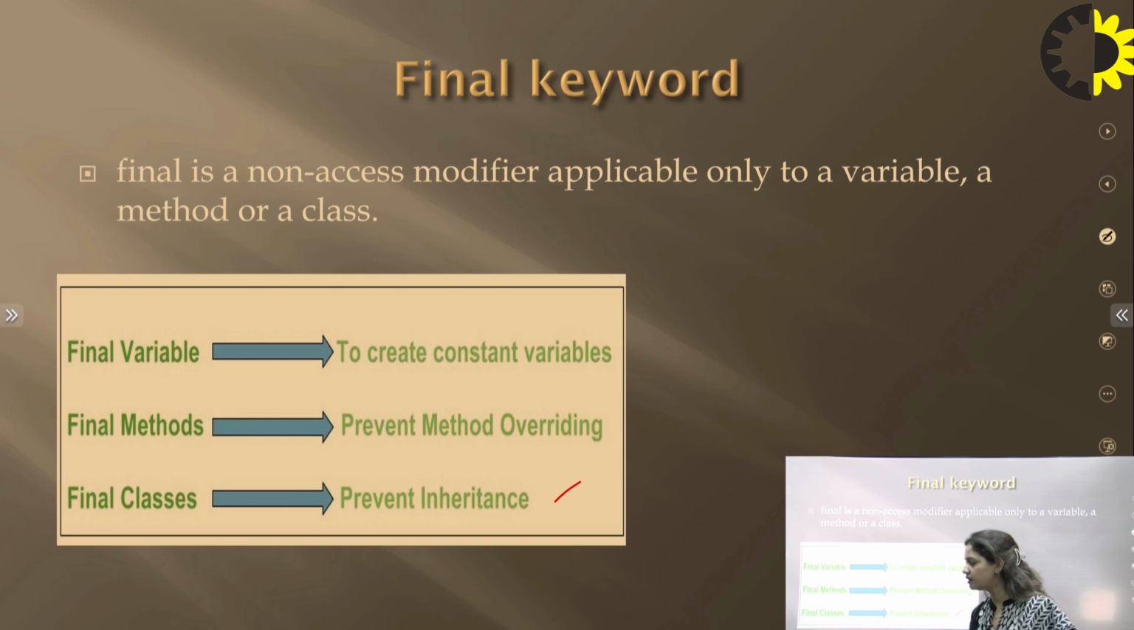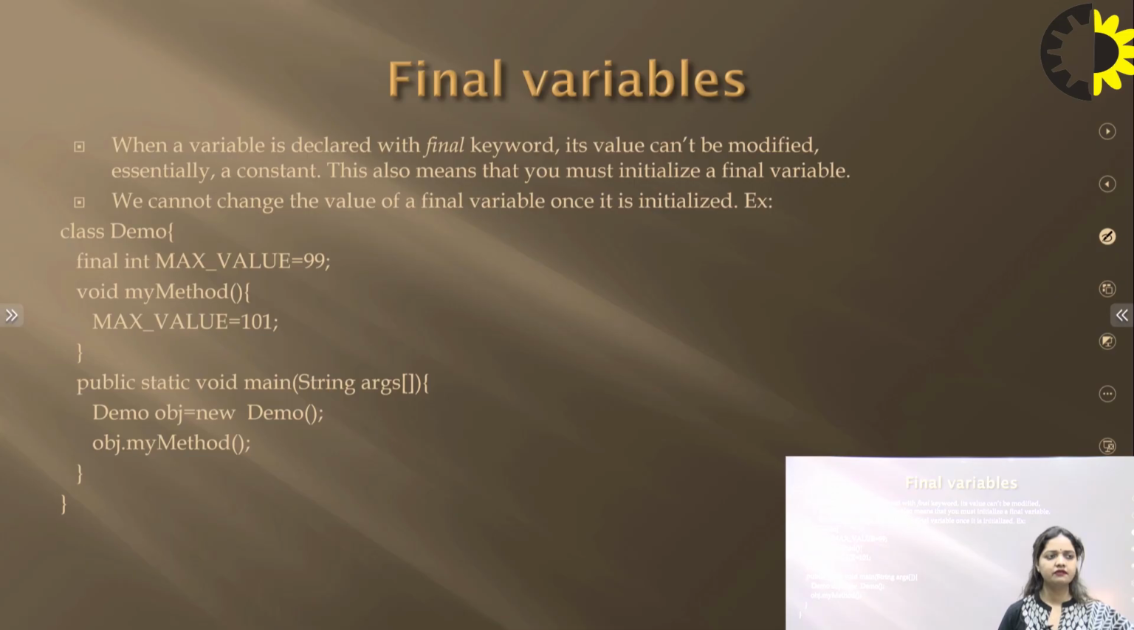And first is the final variable. Why are we creating a variable to be final? Again, to make it non-changeable throughout our programming. So let's have a look at the final variable, the very first example for the final keyword. How can a variable become final? In simple words, when we put the keyword final in front of a variable declaration, like we have a variable named maxValue inside the class Demo, which is of type integer and holding a value of 99.